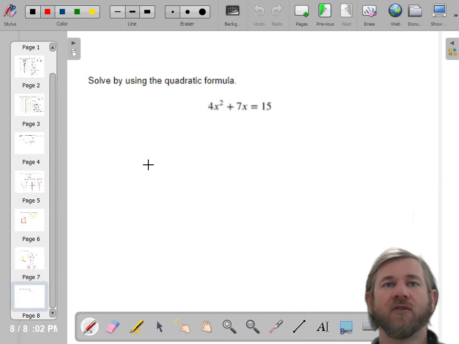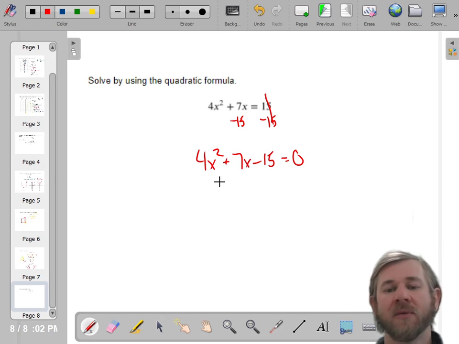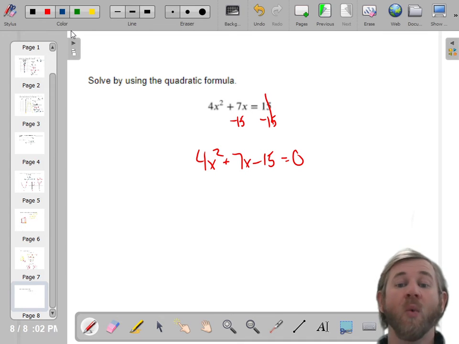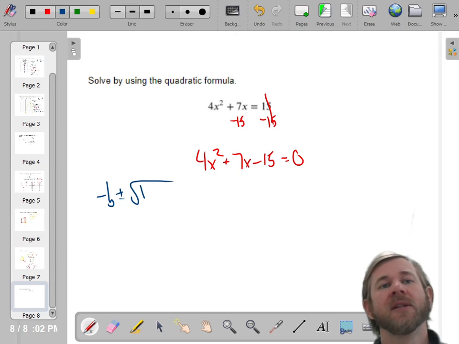One more, quadratic formula. So to do the quadratic formula, it first needs to equal 0, which means I need to subtract 15 on both sides. Now I have 4x squared plus 7x minus 15 equals 0. And now I'm going to go through the quadratic formula. When I do that, I like to do the discriminant first. So let me remind you the formula.